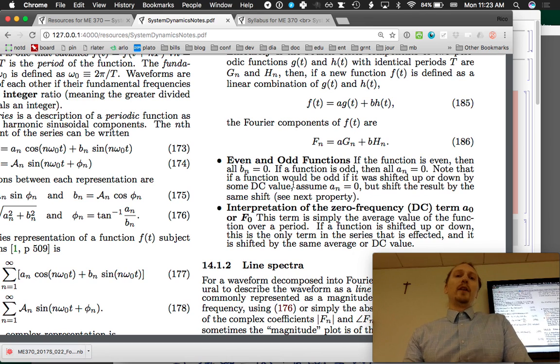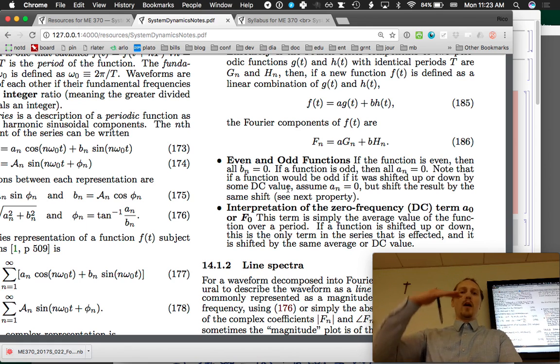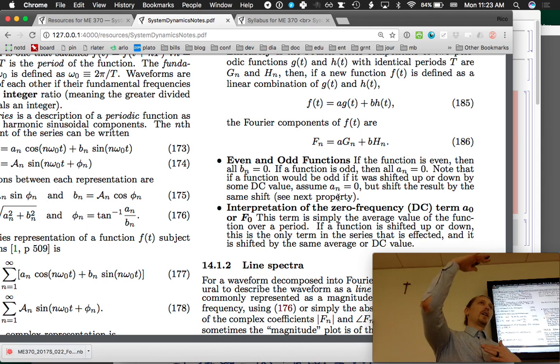Note that if a function would be odd if it was shifted up or down by some DC value, some offset vertically, assume that a0 equals 0, do the analysis with all of your either an's or bn's equal to 0, and then do a shift at the end by a0, okay? By the 0 term that offsets things.